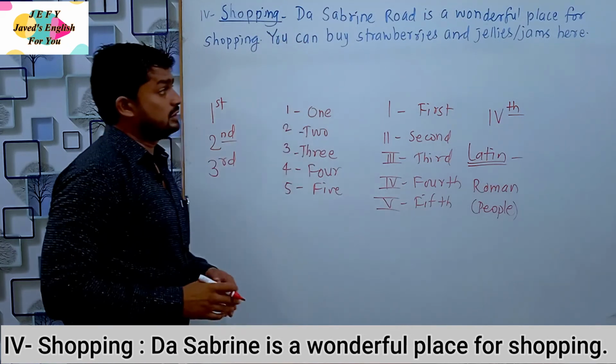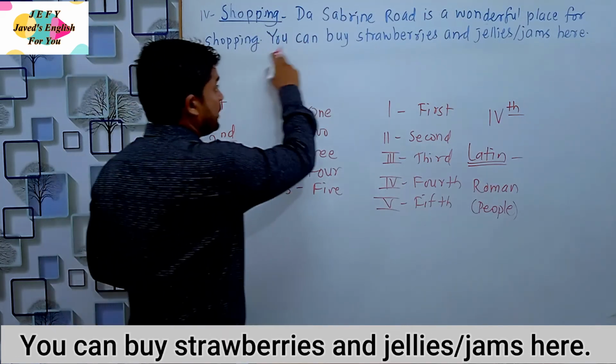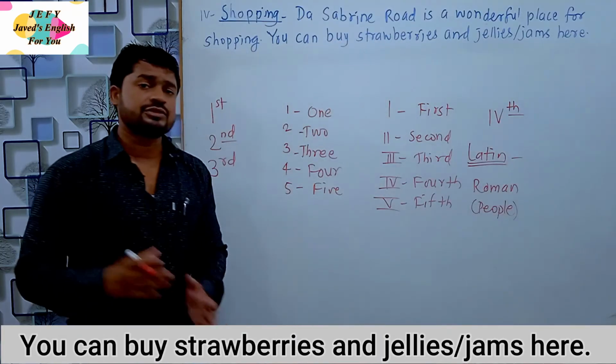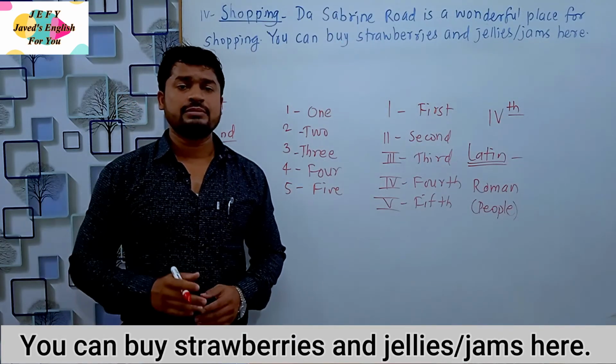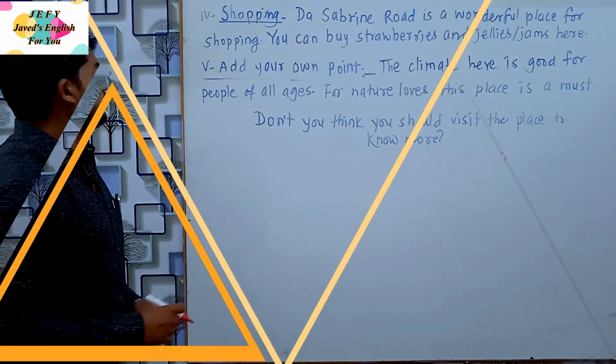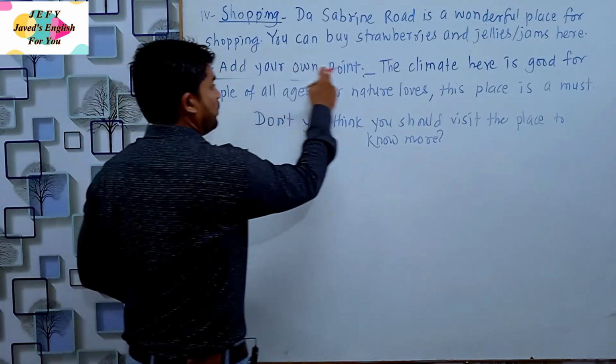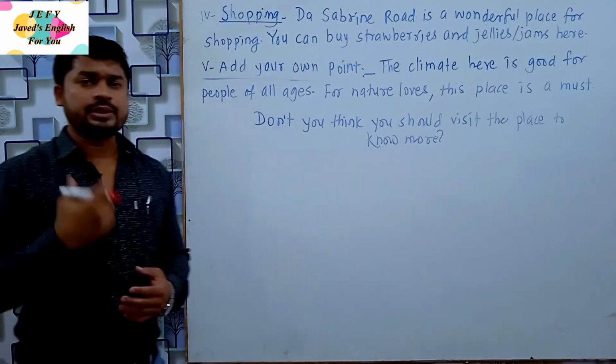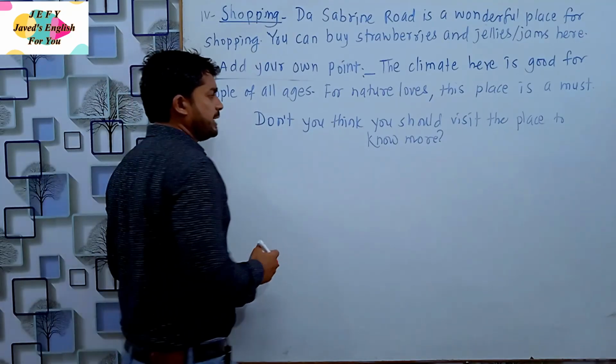There in Mahabaleshwar, this road is famous for shopping. You can buy strawberries and jellies or jams here. These things are famous there, okay? Now let's develop the fifth point. Our last point, add your own point. Now here we are free to add our own points. The point that we think is suitable, we can just add that point.